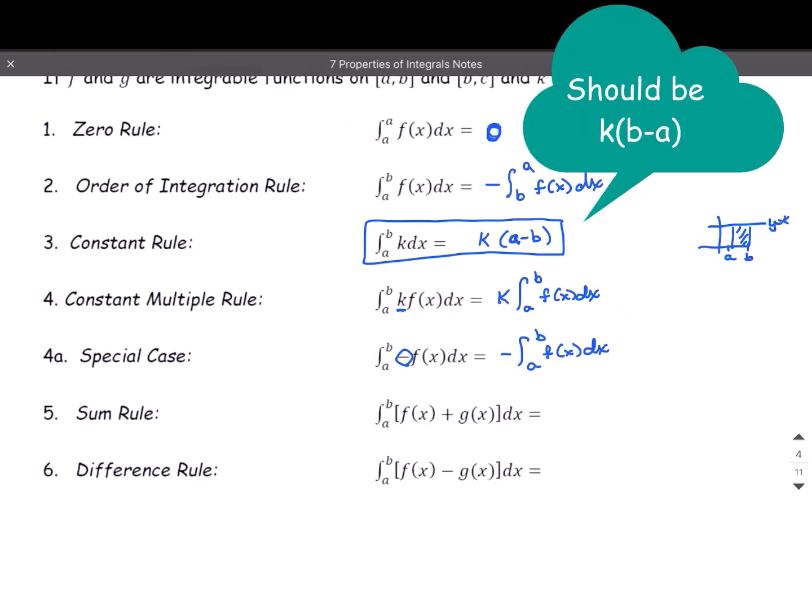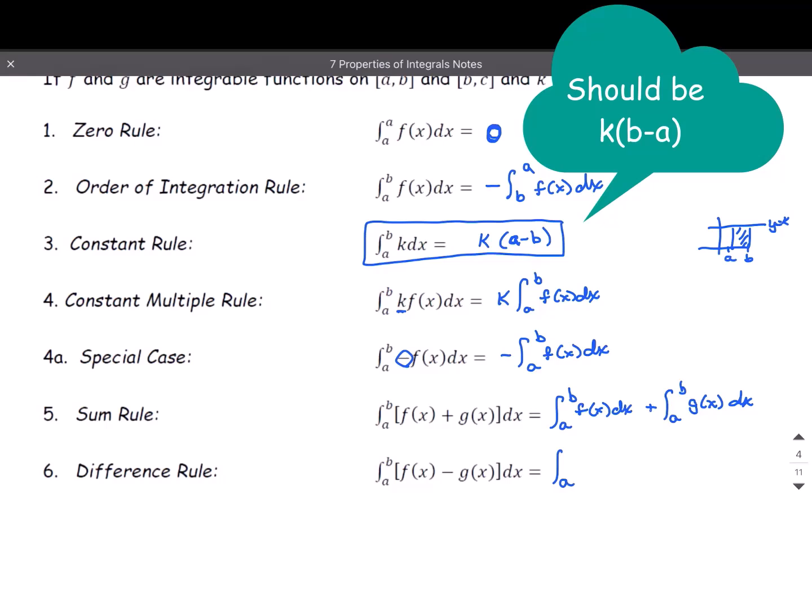So the sum rule says if I do the integral from a to b of f of x dx plus the integral from a to b of g of x dx, that's the same as the integral from a to b of f of x plus g of x. So you take the integral of each part, okay? And it works the same way for subtraction. So if I have the integral of a difference, we take the difference of the integrals. The integral from a to b of f of x, don't forget your dx, minus the integral from a to b of g of x dx.